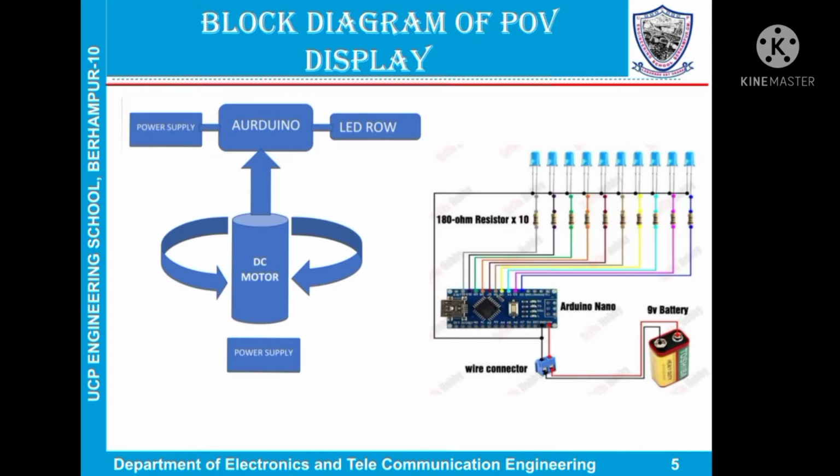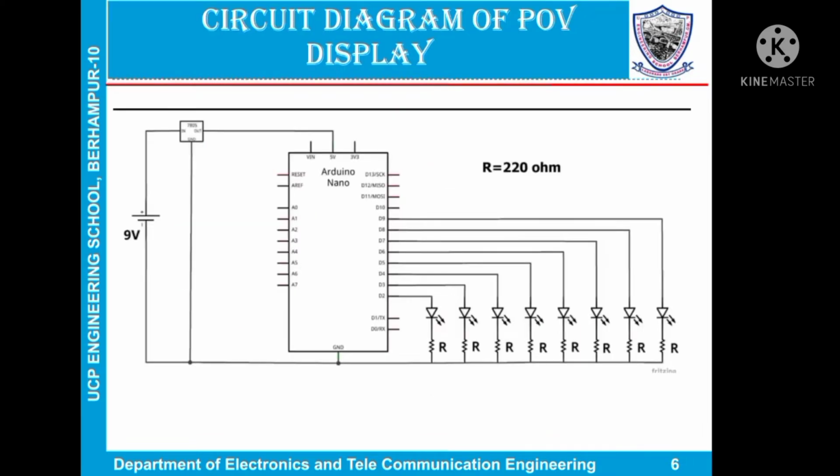This is the block diagram of my POV display. This is the circuit diagram of POV display. The 9-volt battery is connected to the 7805 IC, which regulates the output to 5-volt DC. It is given to the Arduino Nano. The Arduino Nano digital pins D2 to D9 are connected to the LEDs.